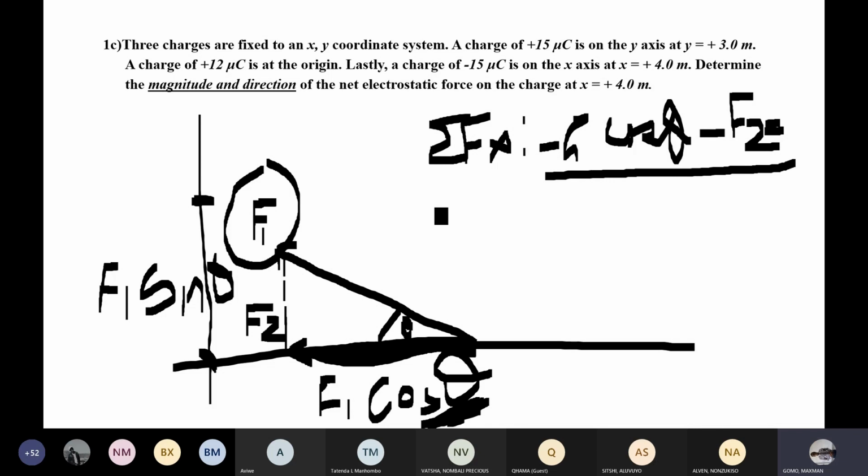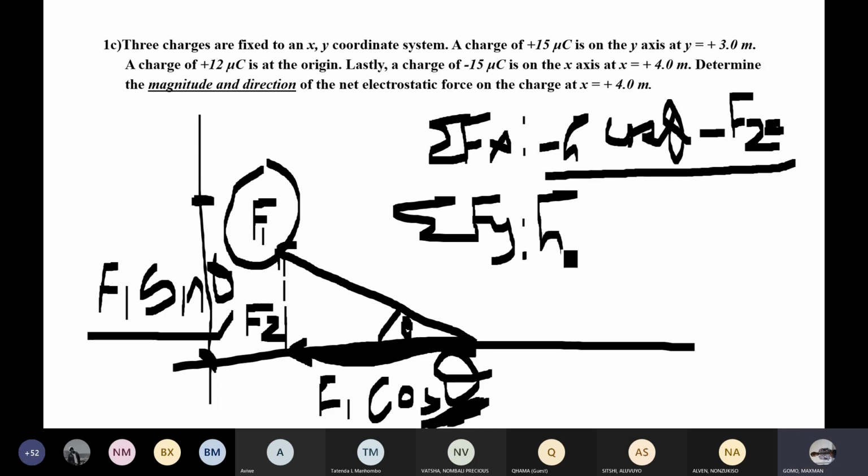Now, in your vertical component, the summation of all forces in Y is going to be given by, you only have this one. That's the only force that's acting in Y. So it's going to be F1 sine theta.